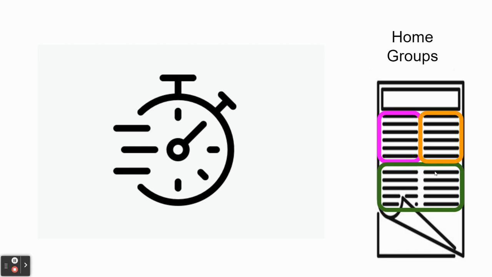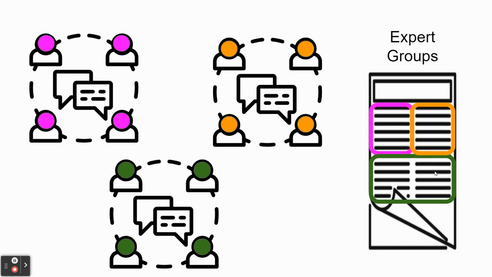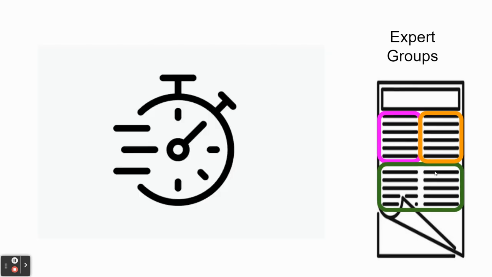Once the timer goes off, students are going to leave their home group and head to their expert group. In my expert groups, all of my students that read the pink chunk of text are going to sit together. Orange chunk of text, they're going to sit together. Green chunk of text, they're going to sit together. When they are in their expert groups, they're going to be having conversations with each other about what they read. Again, this might be big ideas, questions they still have, complex vocabulary.